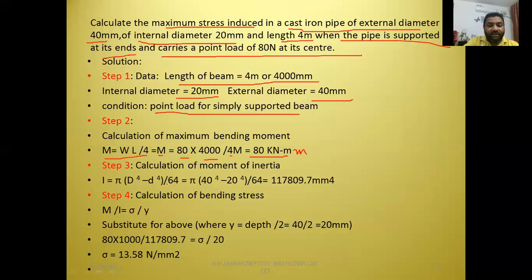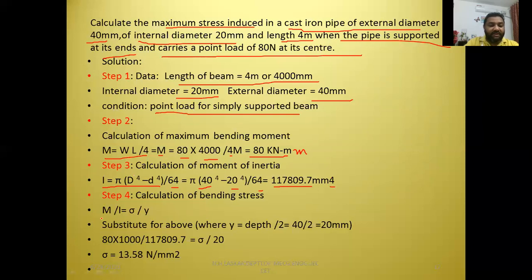Then the moment of inertia for a circular section is pi d to the power 4 by 64 if the section is solid. Here the section is hollow, so it is pi times d outer to the power 4 minus d inner to the power 4, divided by 64. Outer is 40 millimeter, inner is 20, divided by 64. So I am getting 117809.7 millimeter to the power 4.